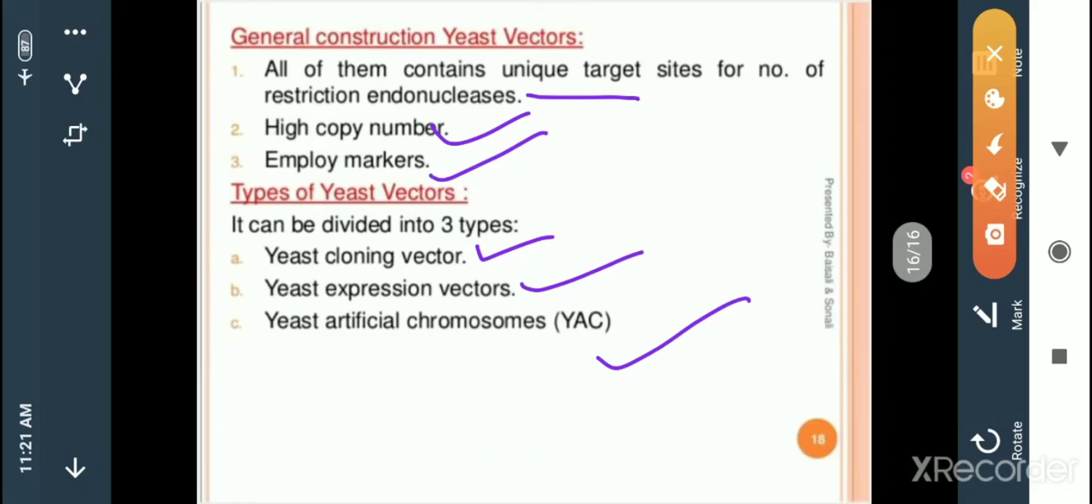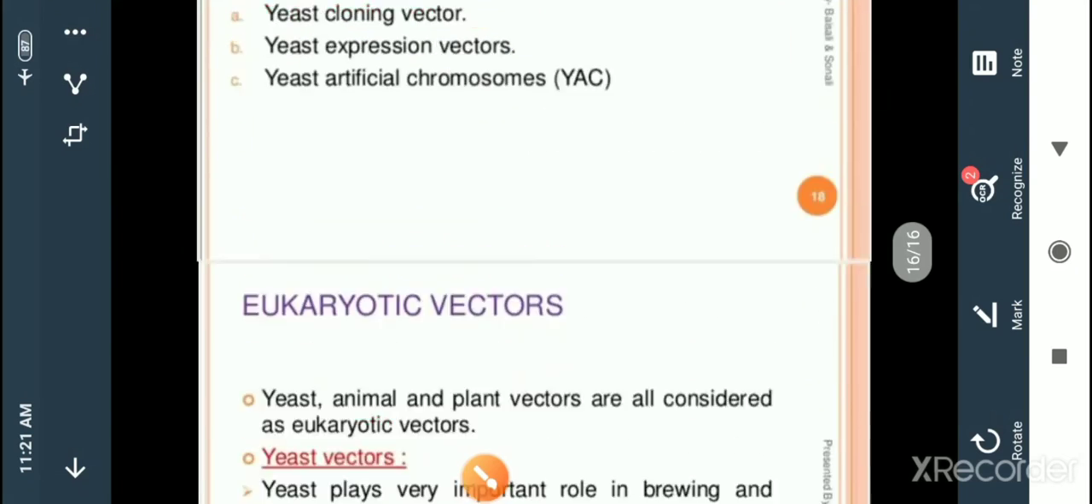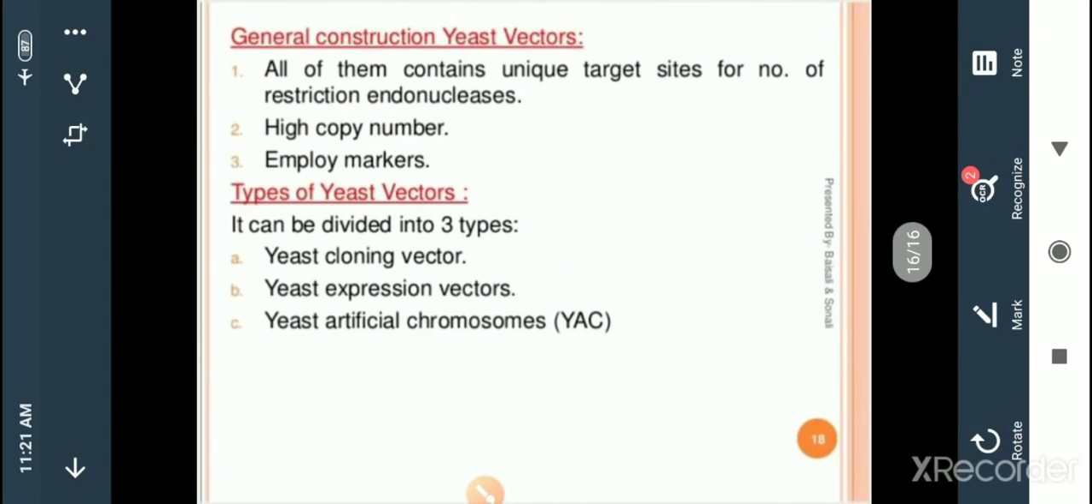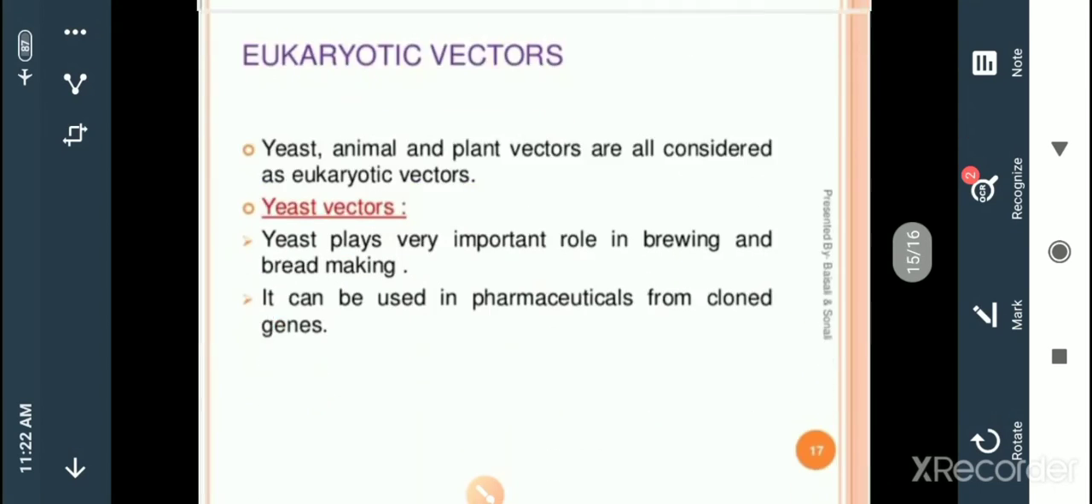Artificial chromosome vector. So in this session we discussed the different types of cloning vectors present in the eukaryotes. In the eukaryotes, it basically consists of the YAC vector, which is very familiar and a useful type of vector.